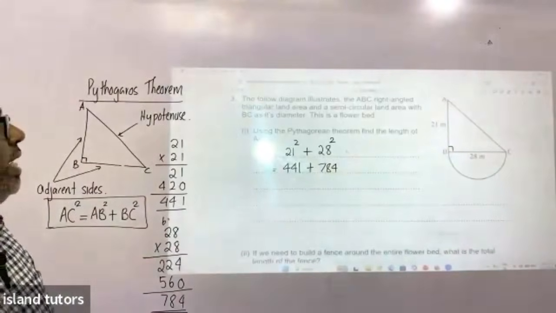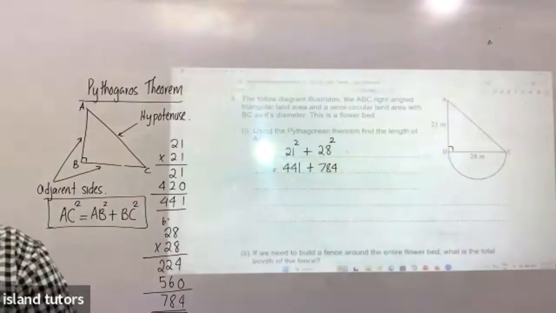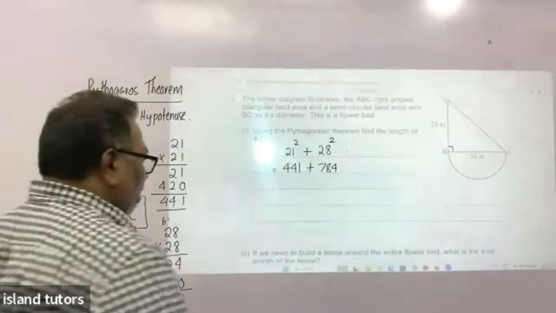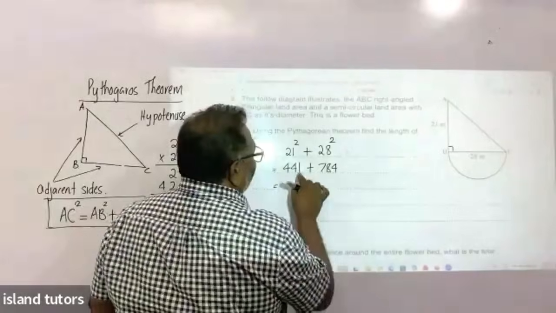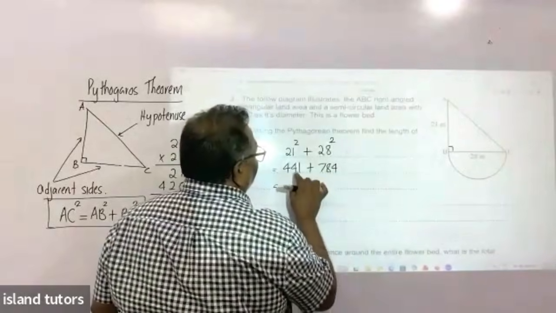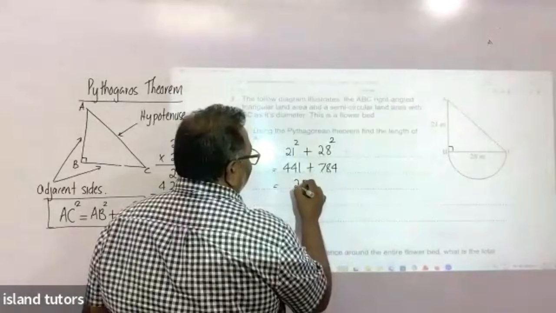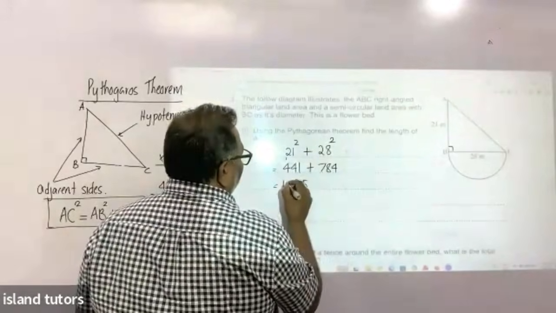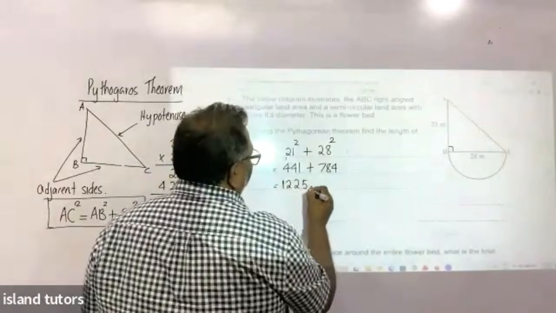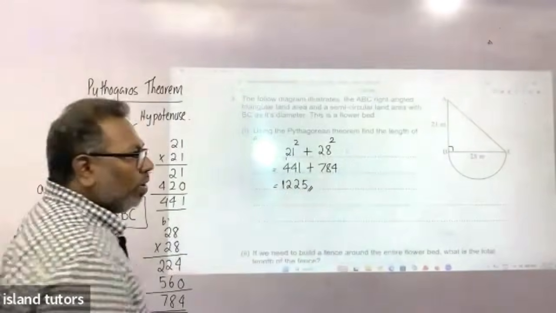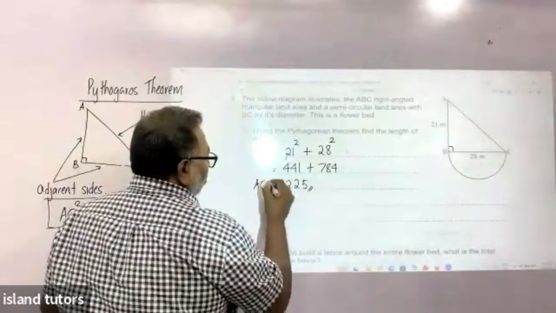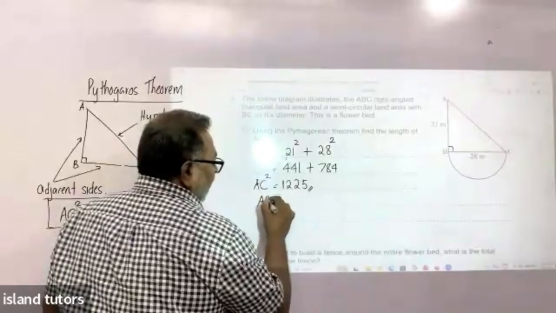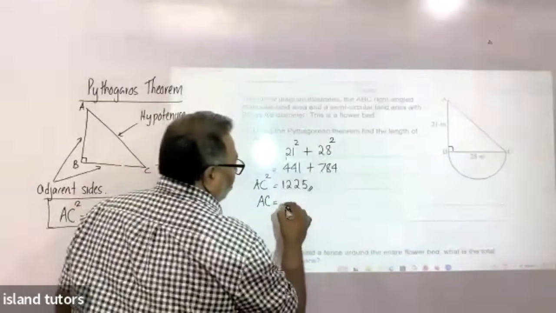441 plus 784. How much is that? 1 plus 4 is 5. 4 plus 8 is 12. 1 plus 4 is 5 plus 7, 12. Right? AC squared is equal to 1225. Then AC is going to be how much?